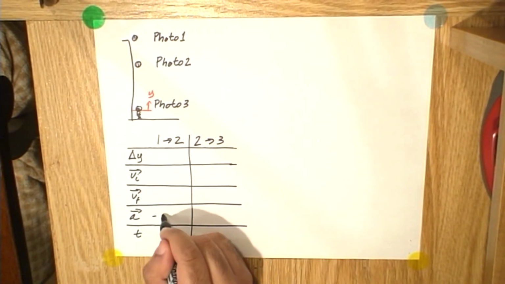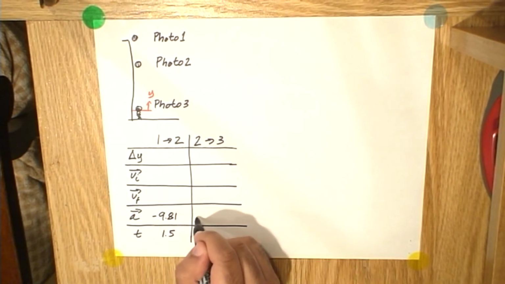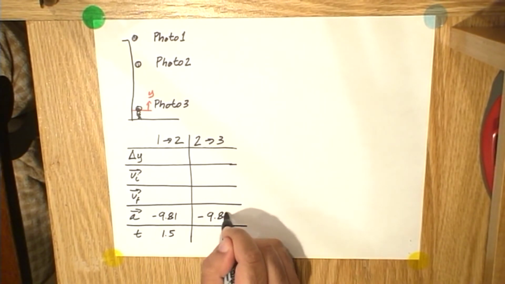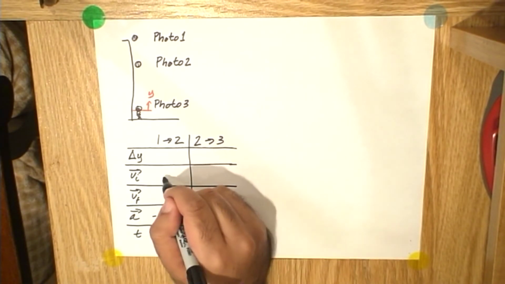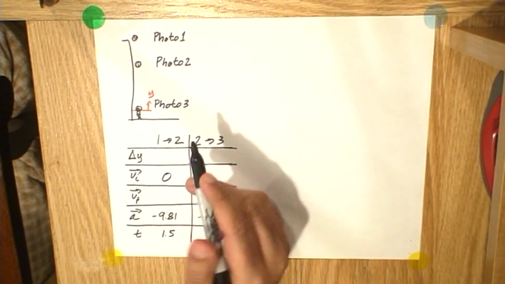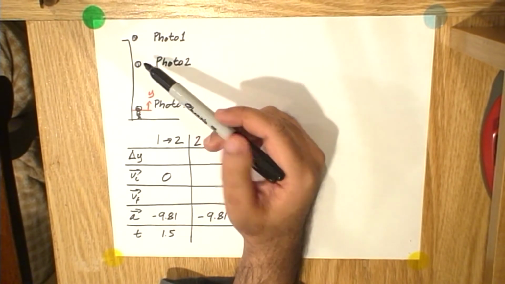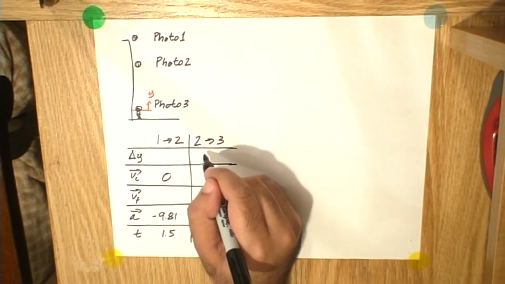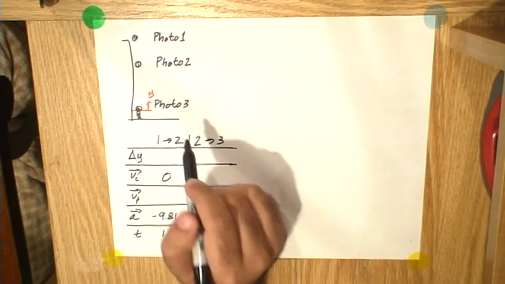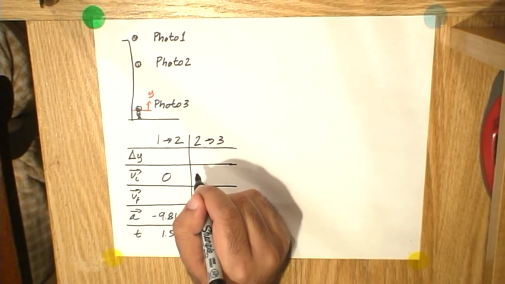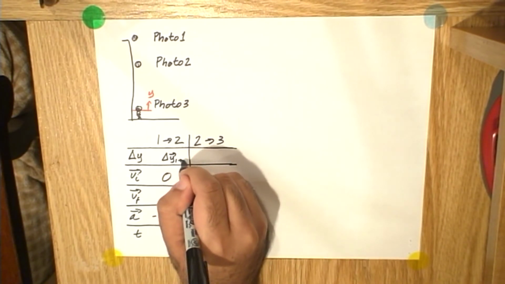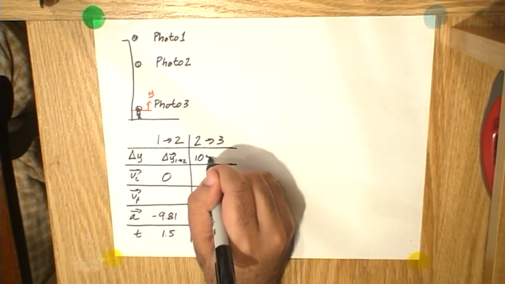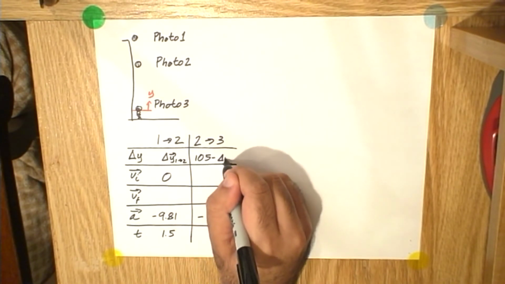The acceleration in both cases is negative 9.81 because it's falling under gravity, so negative 9.81 j hat meters per second squared. The initial velocity of the rock is 0. We do not know how far it falls from photo 1 to photo 2, but we do know that the total distance from photo 1 to photo 3 is 105 meters. So if we were to call this delta y 1 to 2, then this must be 105 minus delta y 1 to 2.